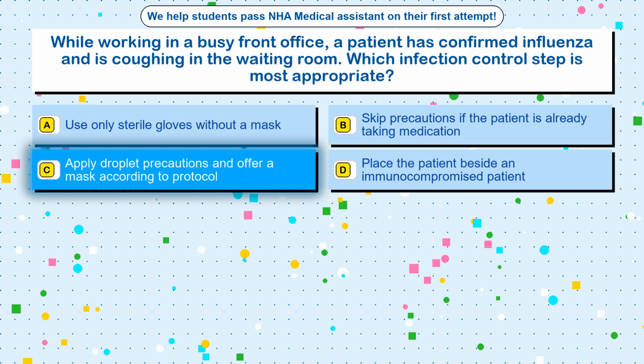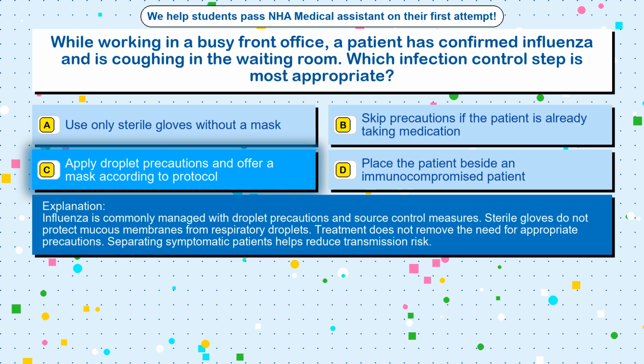The correct answer is option C. Apply droplet precautions and offer a mask according to protocol. Influenza is commonly managed with droplet precautions and source control measures. Sterile gloves do not protect mucous membranes from respiratory droplets. Treatment does not remove the need for appropriate precautions.